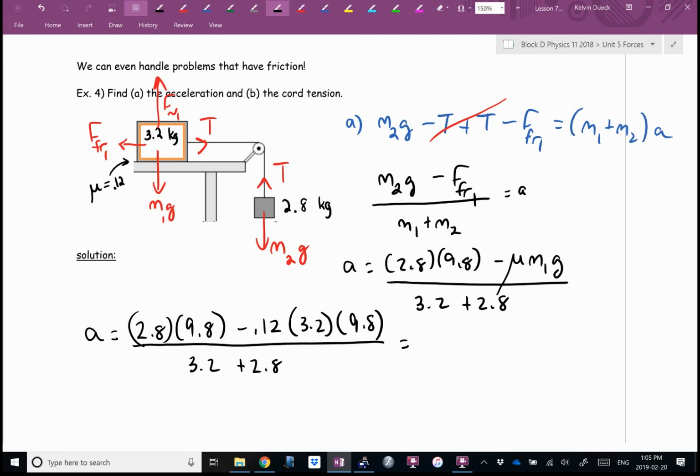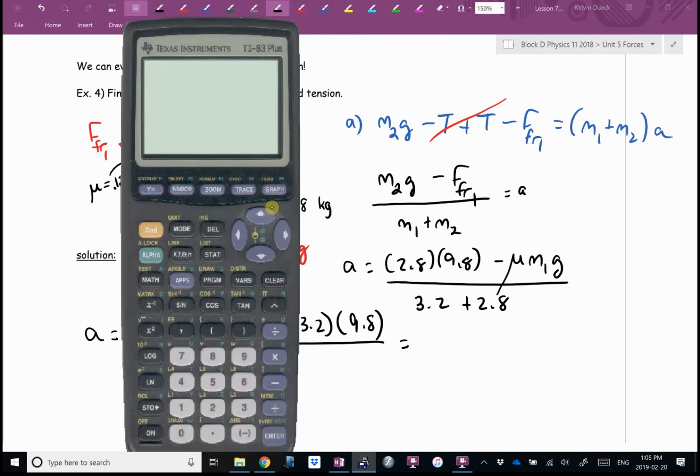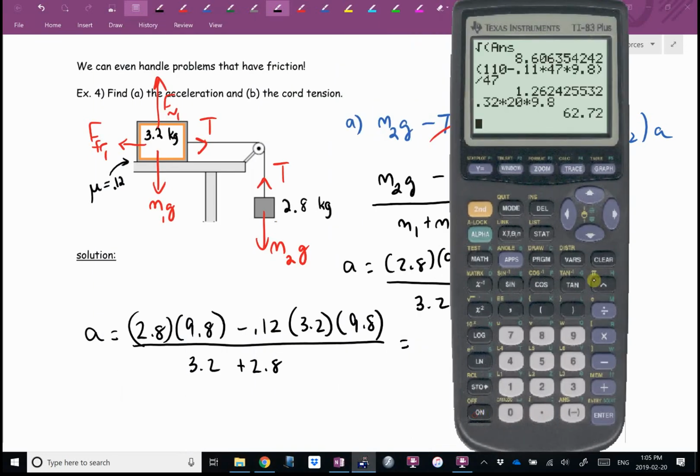You okay with how we put all that together, Savannah, my angel? Is this a fraction? Do I need brackets around the top in this particular fraction? Do I need brackets around the bottom in this particular fraction? So type this. Unless you have the fancy calculators that do the nice two-level fractions, and great. But most of us don't. So I have to go bracket 2.8 times 9.8 minus 0.12 times 3.2 times 9.8.